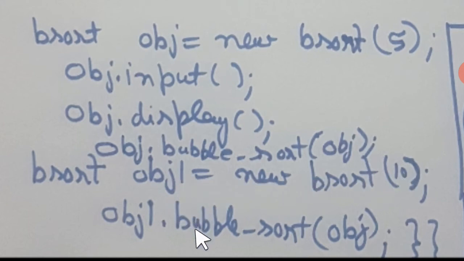But what we are doing here, we are not using the data member ar, the array of obj1. What we are doing is passing like this: obj1.bubblesort(obj).